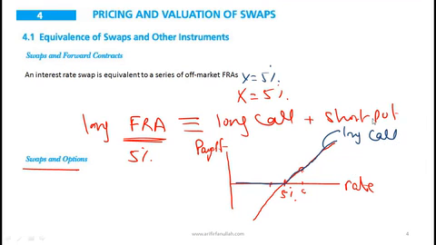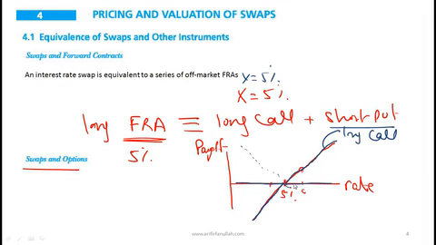I'll also do the short put in blue. What is a put option? A put option, if you are long a put, when do you make money? You make money when the underlying is low. So in dots I'll put, this is the payoff on a long put. So if interest rates go down, the long put makes money. But we have a short put. So the short would be the mirror image of the long. So the short put would look like this.